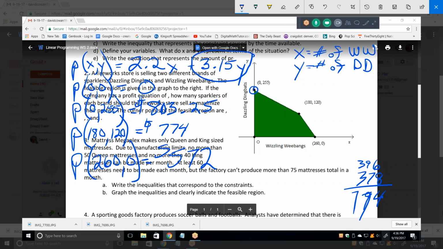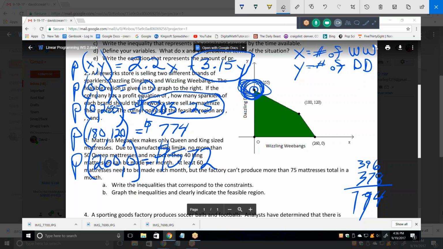So what's our best move for the owners of this fireworks store? The 180, 120. No. That. You said 803 for that, right? Oh, yeah, I didn't see that. We're picking the one that produces the most profit. Right. So the one that does that is this point right here, where we produce 0 whistling wee bangs and 255 dazzling dingbats.